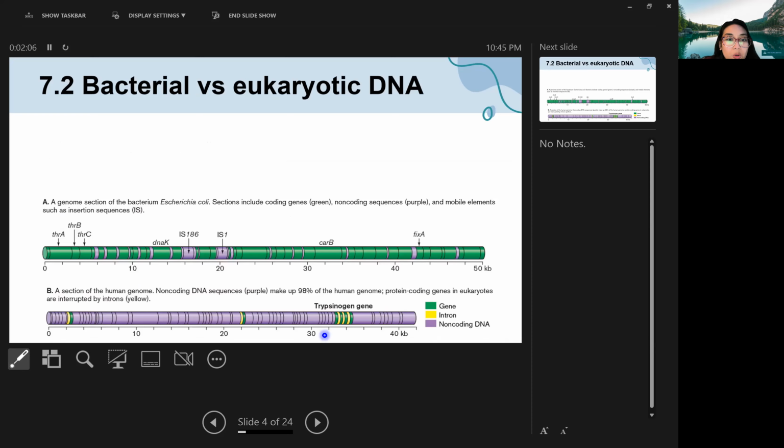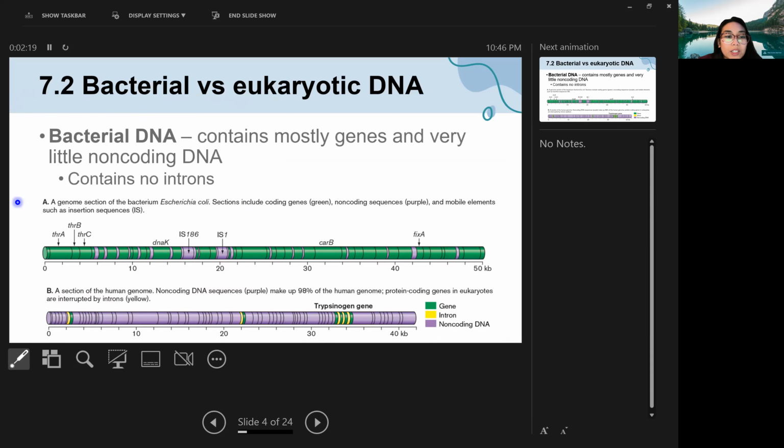Okay. So really quickly, just the difference between bacterial and eukaryotic DNA, because you're probably familiar with DNA in the context of eukaryotes, because that's usually what they teach in gen bio, cell bio. But bacterial DNA is going to contain mostly genes and very little non-coding DNA. So this is bacterial chromosome, and this is eukaryotic chromosome. As you can see in the color code, the genes are in green, whereas the non-coding DNA is in purple. Non-coding meaning it's just junk DNA, it doesn't really have a function. As you can see in humans, 98% of the genome is non-coding, meaning it doesn't really code for anything. Whereas with bacteria, as you can see, a big portion of its DNA is actual useful DNA.